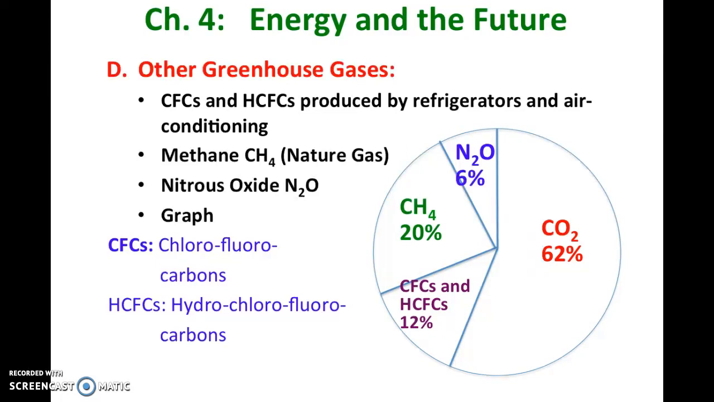There are other greenhouse gases such as CFCs, HCFCs, methane, CH4, also called natural gas, and nitrous oxide, N2O. CFCs and HCFCs, usually produced by refrigerators and air conditioners, contribute 12% to the greenhouse gases. Methane contributes 20%, and nitrous oxide contributes 6%. The major greenhouse gas, carbon dioxide, contributes 62%.